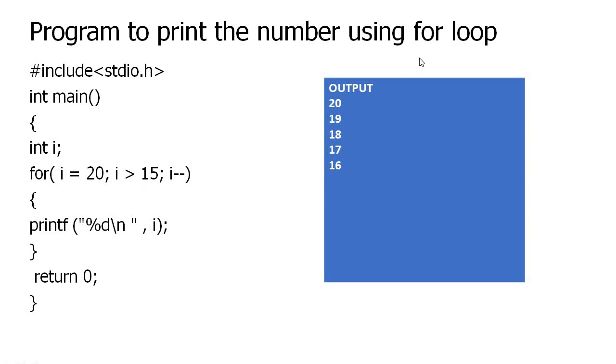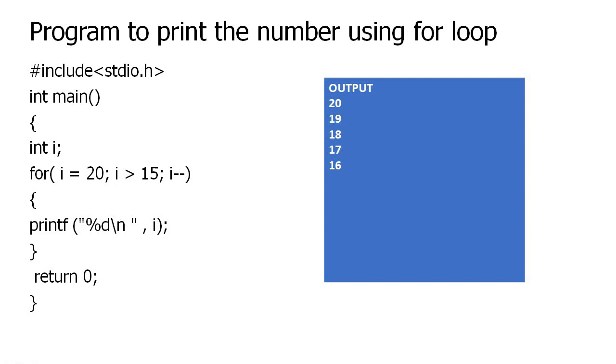Program to print numbers using a for loop. Here we have to print numbers from 20 to 16. In the for loop, I am initializing a variable i to 20, since I have to start from 20. Then I check the condition i greater than 15. Why 15? Because I have to print up to 16. Or else I can put i greater than or equal to 16. Now I'm checking whether 20 is greater than 15.